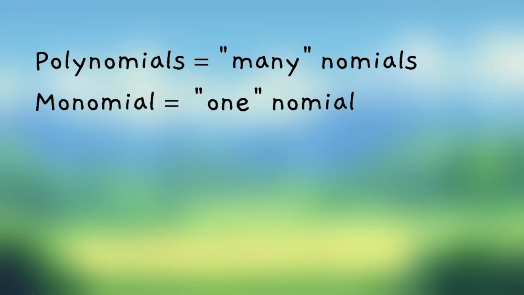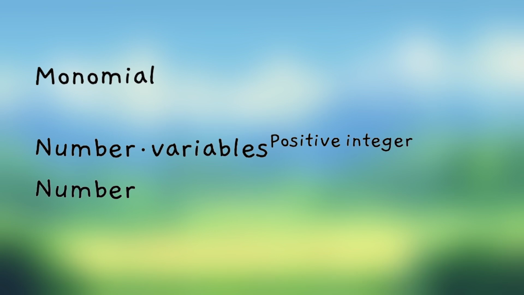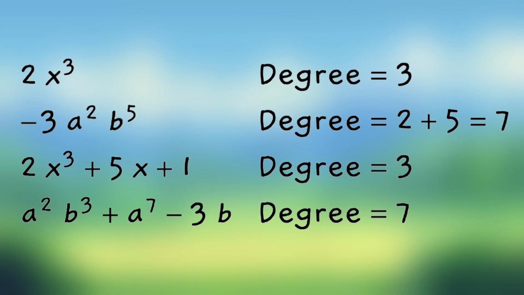A polynomial is many nomials. It's just an addition and subtraction. You're combining a bunch of nomials. And so we began by defining and understanding what a monomial was. A monomial comes in 2 flavors, a number times some variables to positive integer powers, or just a number. We talked about the degree of a monomial. When there's just one variable, the degree is the exponent. But when there's more than one variable, the degree is the sum of the exponents.